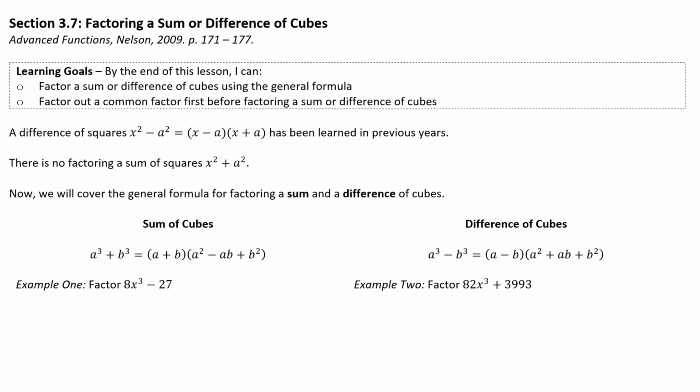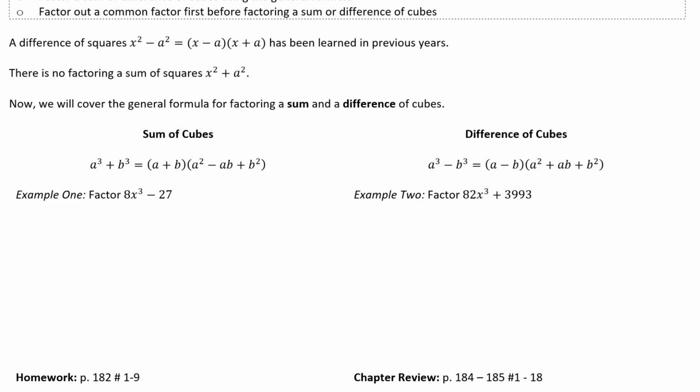We can, however, factor a sum of cubes, and we can factor a difference of cubes. So this right here is the general form if you have a sum of cubes. A cubed plus b cubed is equal to a plus b times a squared minus ab plus b squared. That's the sum of cubes. And a difference of cubes, a cubed minus b cubed is equal to a minus b times a squared plus ab plus b squared. All right, so this is going to be a pretty short lesson.